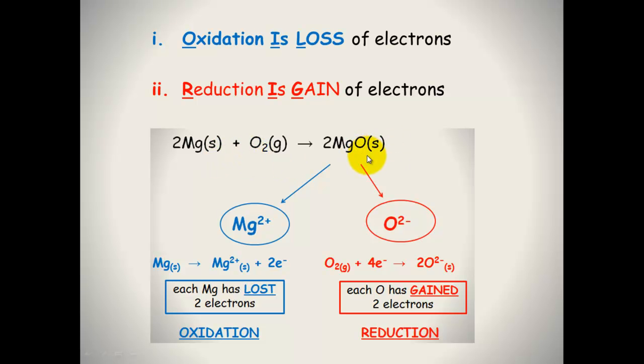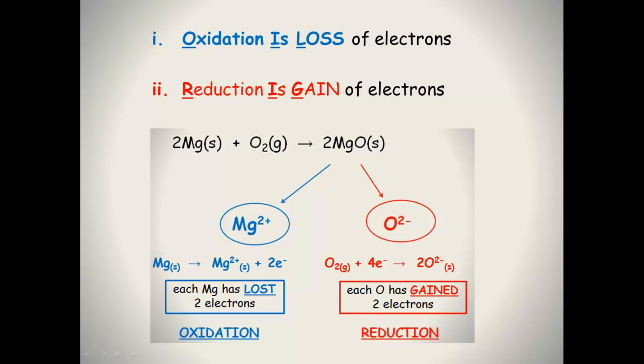And if we have a look at the reactions that are here, we can see that magnesium becomes magnesium ion and it loses 2 electrons. So this is the oxidation half reaction or half equation. Oxygen is O2 negative, so you can see here that O2 gas has had to gain 4 electrons to become O2 negative. So this is the reduction half equation.